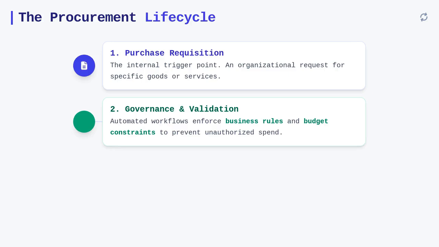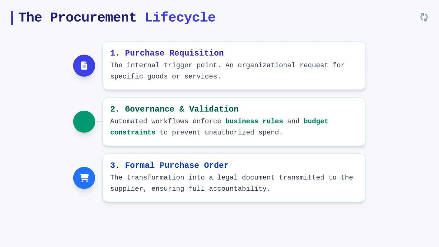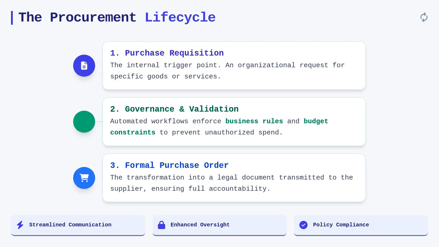This transition is not merely administrative, it is a structured process that ensures accountability and organizational oversight. By leveraging automated workflows, the system enforces procurement policies, ensuring that every request aligns with predefined business rules and budget constraints. This front-end governance prevents unauthorized spending and streamlines the communication between departments and the procurement team.